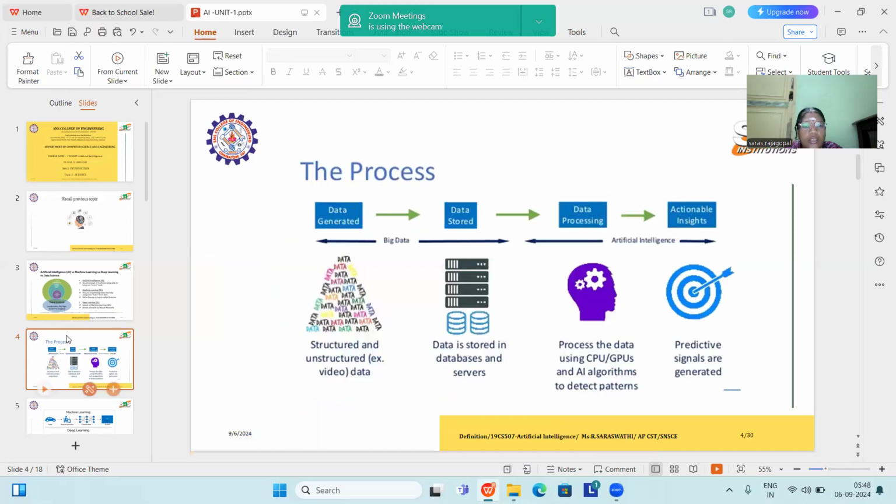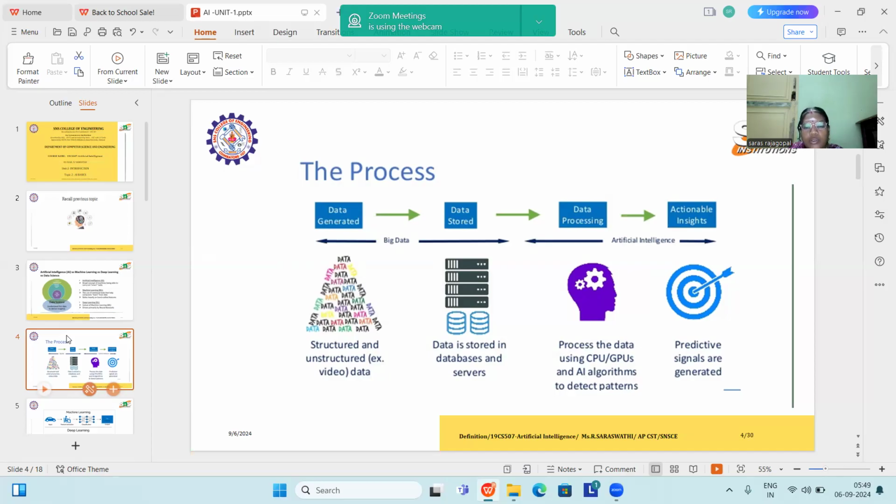Based on the data generated, we have to store the data, then process the data, and then derive actionable insights. What are the actions according to the data? The data may be structured and unstructured data. It may be input strings, as well as images, video, etc. These are the different types of input data.